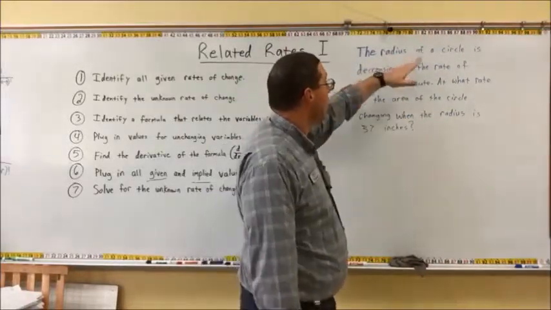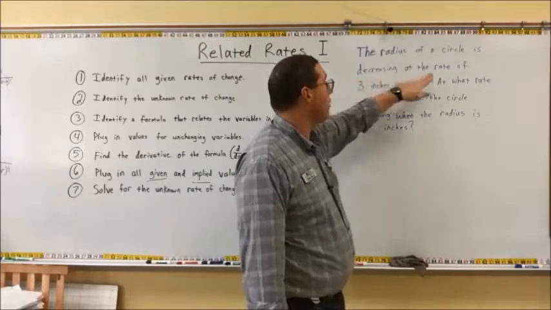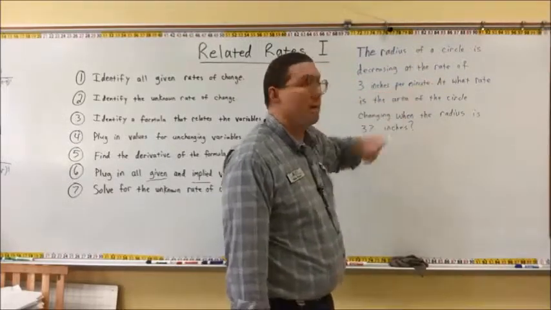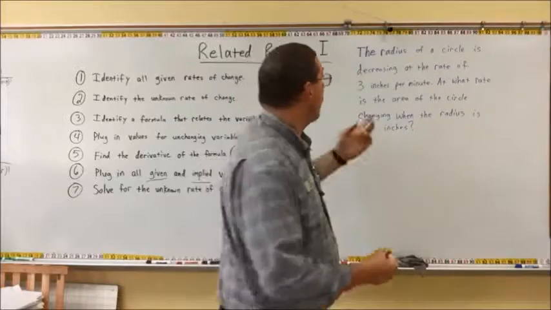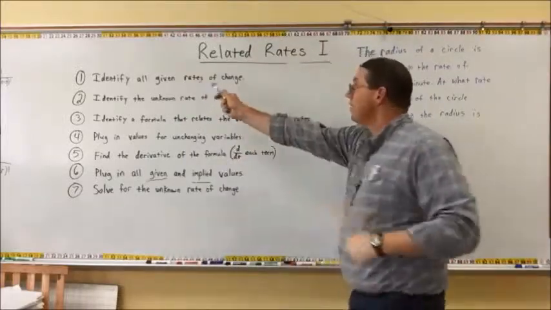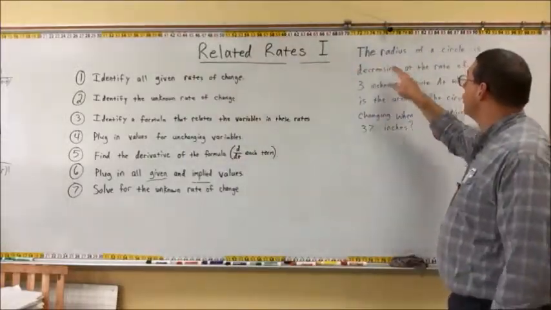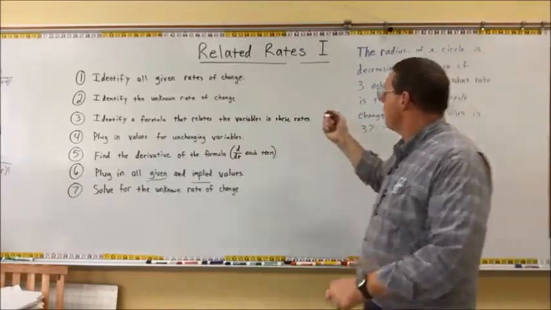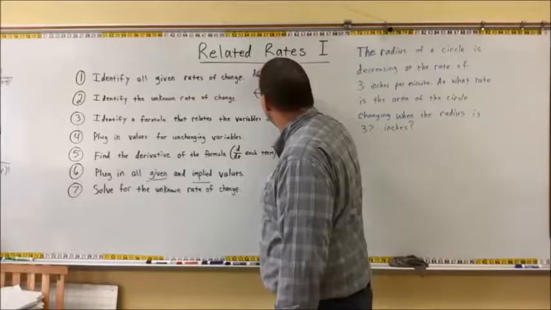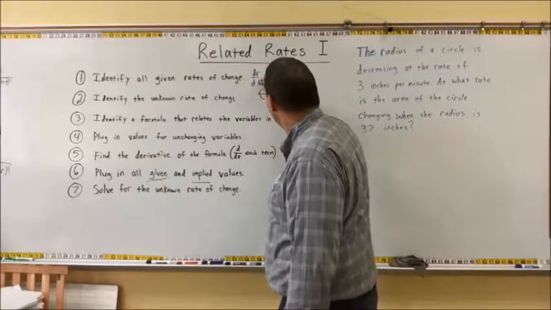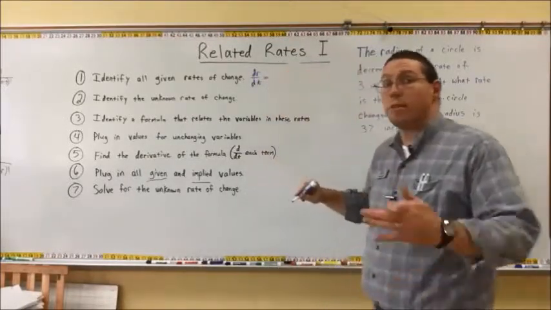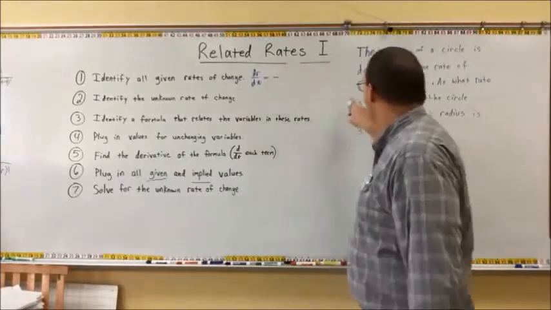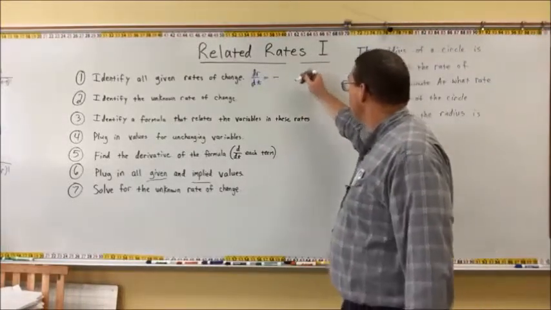It says the radius of a circle is decreasing at the rate of 3 inches per minute. So let's stop for a minute and write that down. That's step 1. Identify all given rates of change. Radius decreasing at 3. So that means if it's a radius, its dr/dt is decreasing, so it's negative, and it's decreasing at 3 inches per minute.